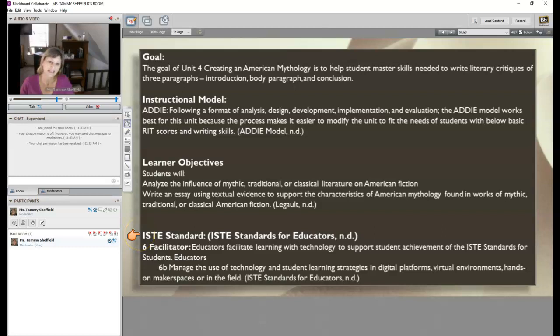The ISTE standard I chose for this assignment is 6, the facilitator, and I chose 6B specifically because it relates to managing the use of technology and student learning strategies in digital platforms. And of course, my entire lesson for these kids is going to be in a virtual classroom in a digital platform. So that standard definitely seemed to fit best. All right, ready? Here we go.